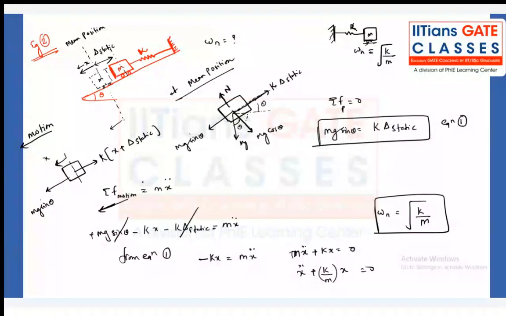If you try to draw the free body diagram at mean position, what will you get, guys? There is a normal reaction force, mg cos theta, mg sin theta, and k delta static. So mg sin theta will be equal to k delta static. That is equation number one, because at the mean equilibrium position, net force has to be zero.